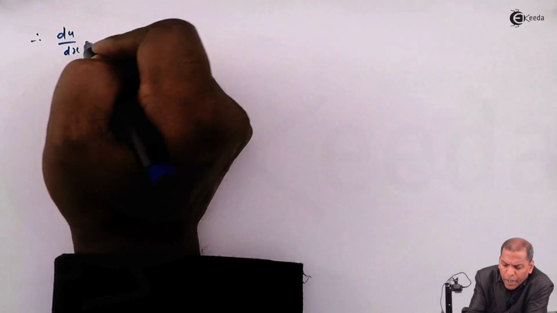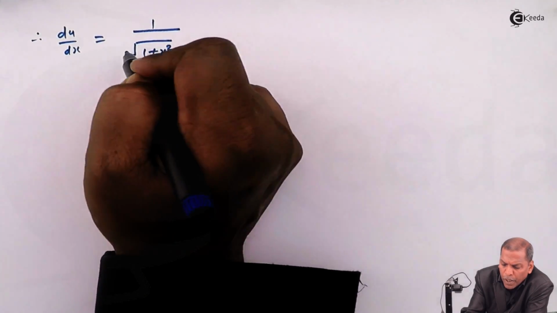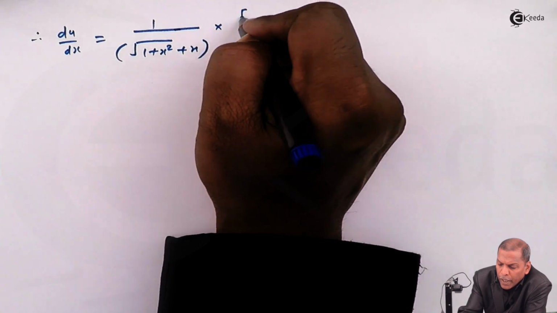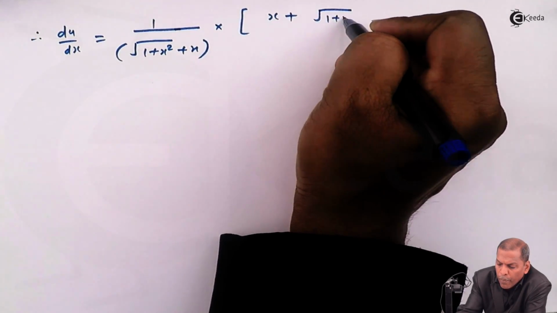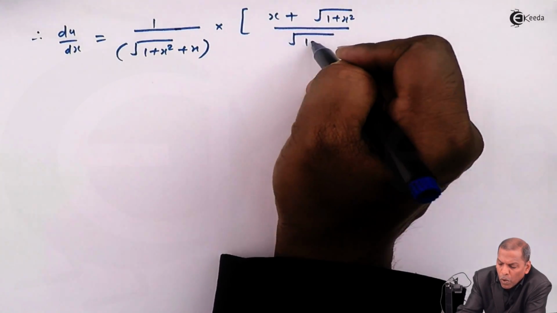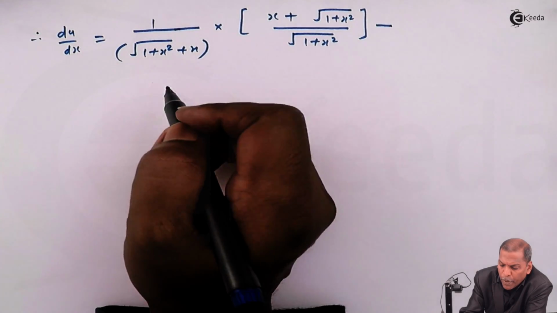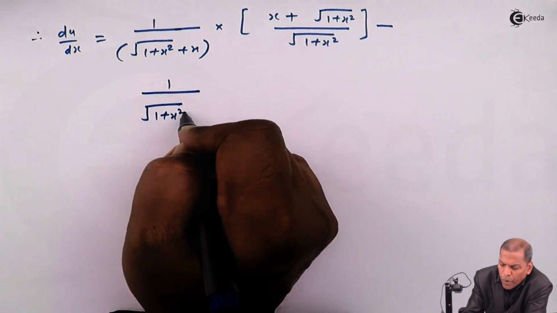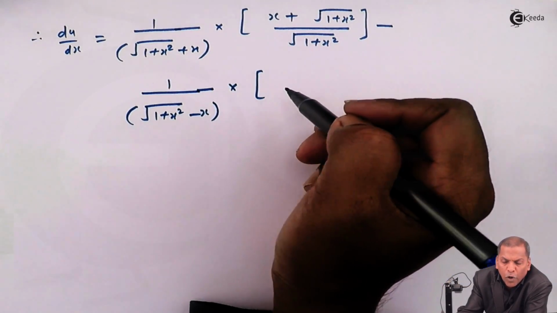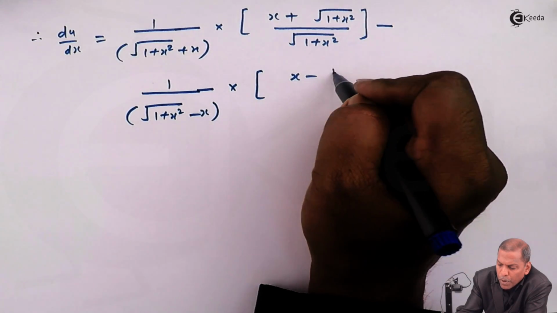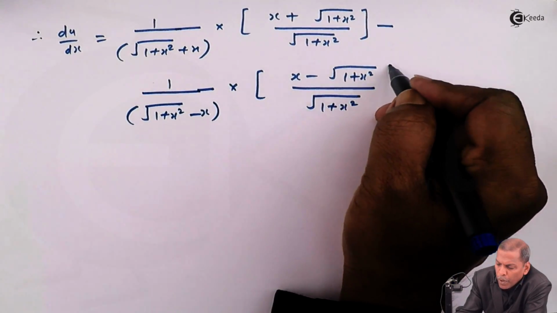Therefore, du upon dx is equal to 1 upon (root 1 plus x square plus x) into, in the bracket, cross multiplying, (x plus root 1 plus x square) divided by root 1 plus x square. Then minus, for the second part, 1 upon (root 1 plus x square minus x) as it is, and inside the square bracket we cross multiply, so we have (x minus root 1 plus x square) divided by root 1 plus x square.